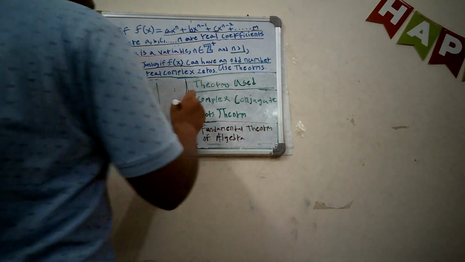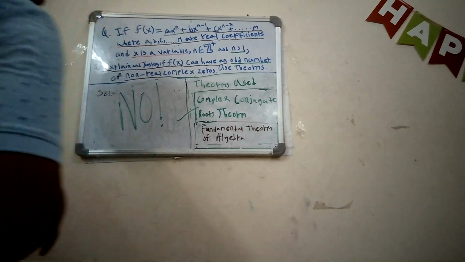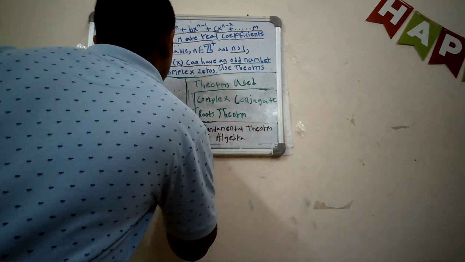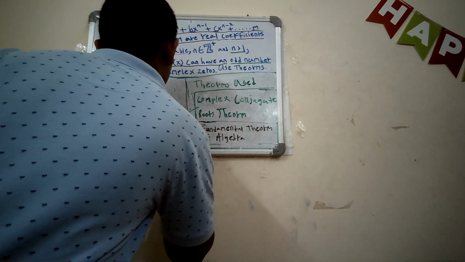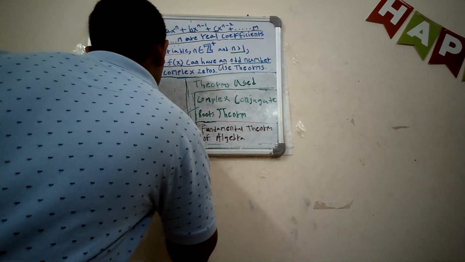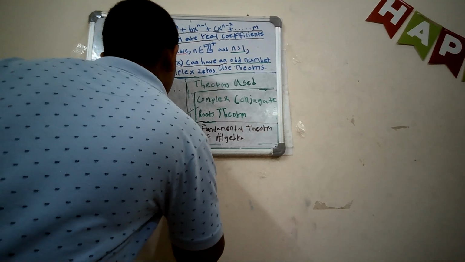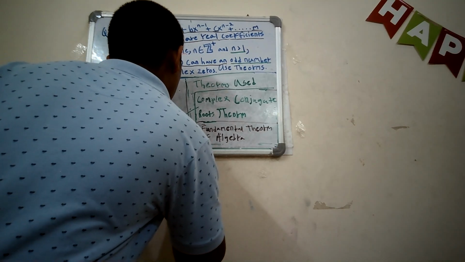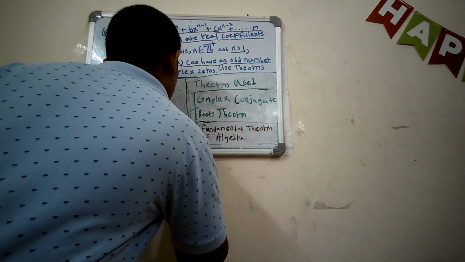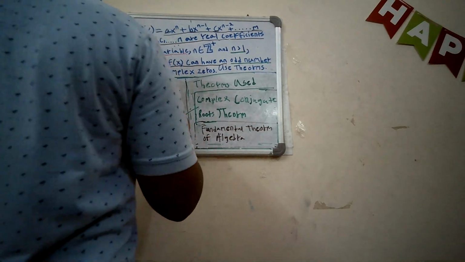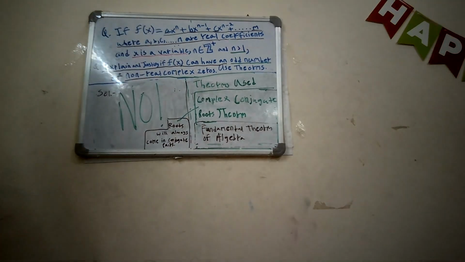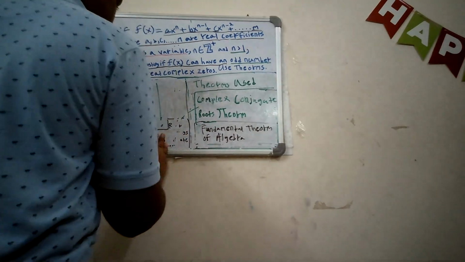So that's all. It's right here: roots will always come in conjugate pairs. Just note that down. Good.